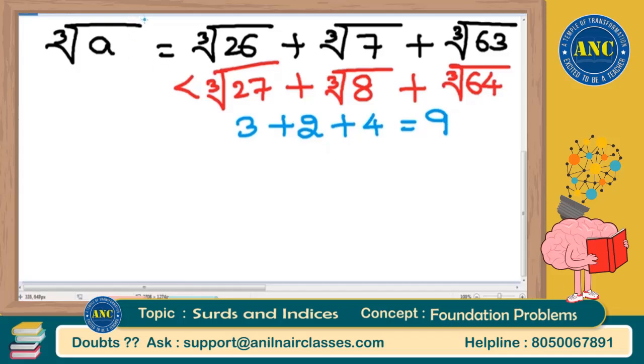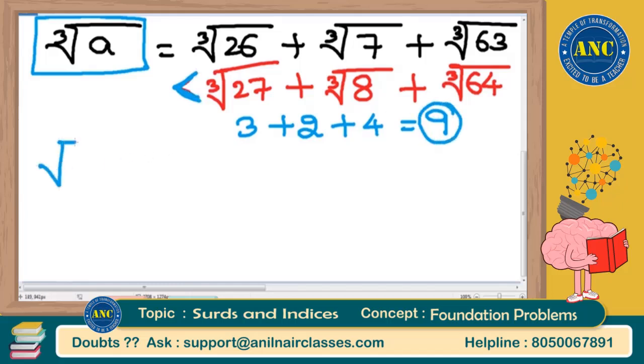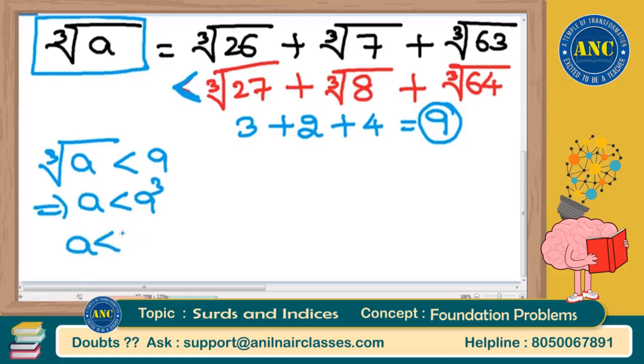Can I say that this value on the left hand side, which is cube root of A, is less than which value? It is definitely less than 9. If I cube it, A will be less than 9 cube, which is nothing but 729. That means A is definitely less than 729, right?